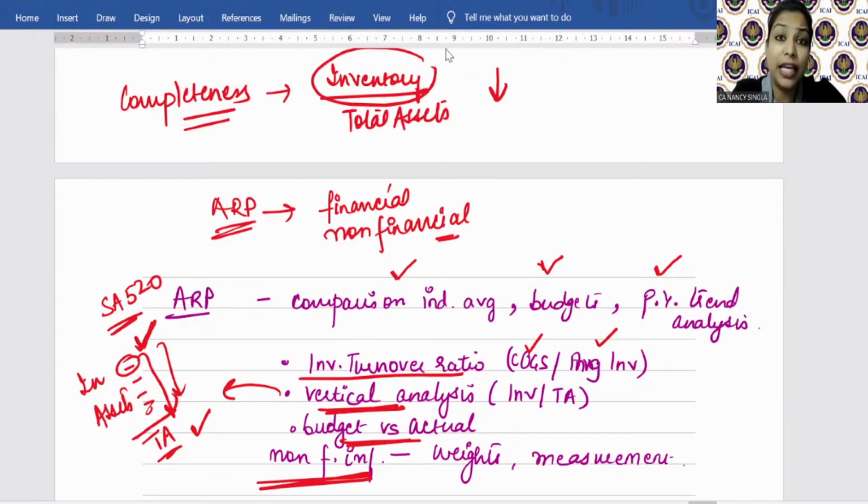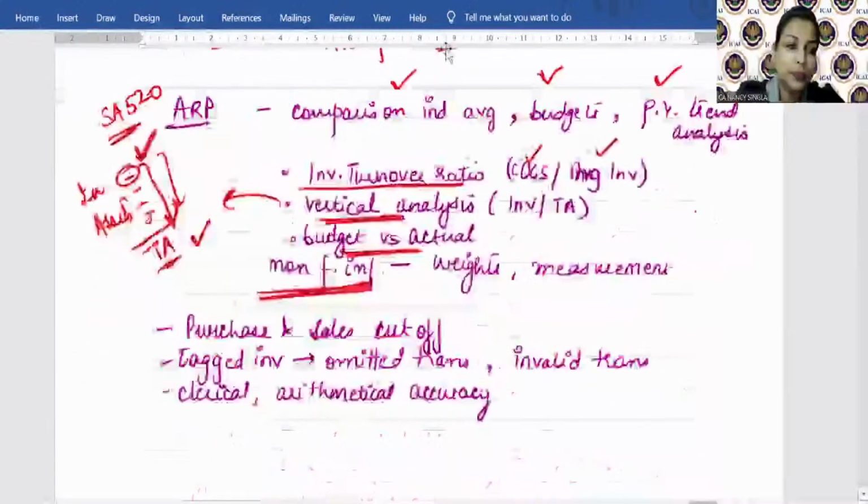So if the actual inventory is less than the budgeted inventory, then also there will be what? A doubt whether inventory is complete or not. So the auditor will what? He will apply his professional skepticism here, right? So he'll calculate various ratios, various trends in order to analyze whether the inventory is complete or not, right? Kanhaiya, is your doubt clear?